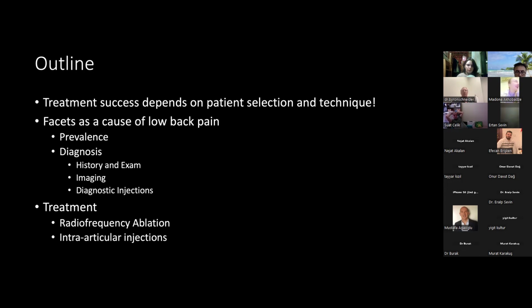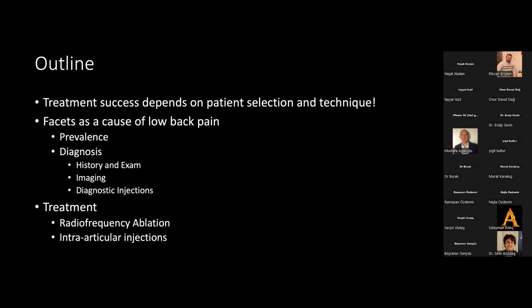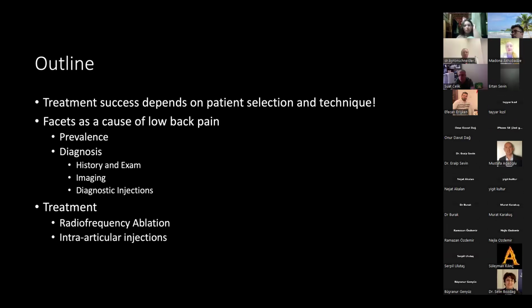So we're going to try to explain that in terms of what the actual prevalence is in terms of facets being the cause of low back pain, and then go over maybe ways that we can diagnose this properly, although you'll see from my slides that's still challenging. And then I will mostly talk about treatment in terms of radiofrequency ablation, but I'll briefly talk about intra-articular injections as well, because people still have lots of questions about them, even though we don't end up doing them very often as treatments anymore.